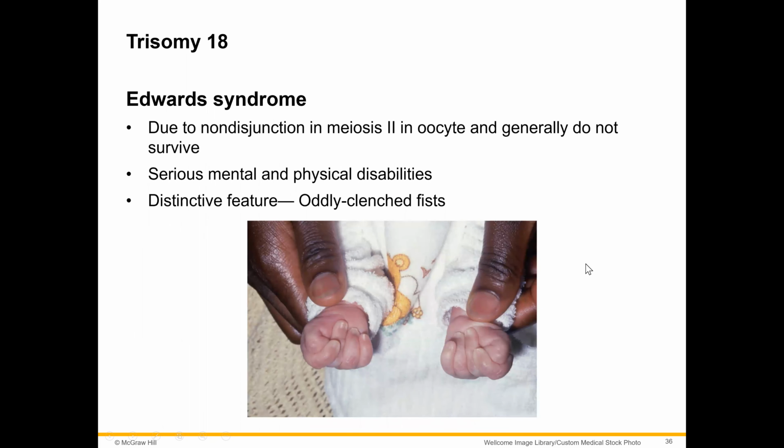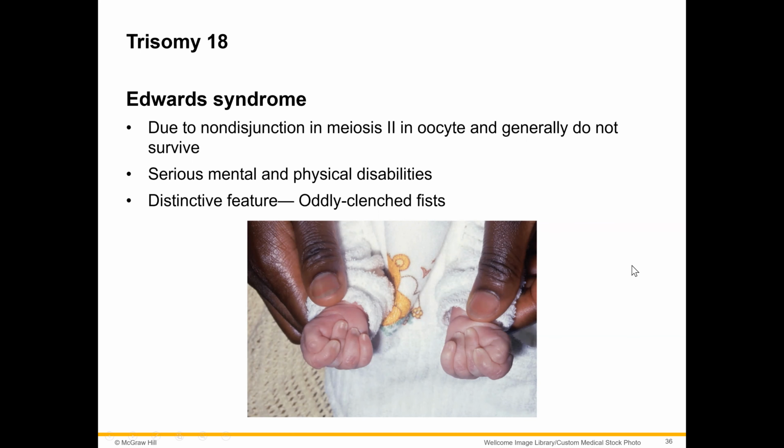Edwards syndrome is due to non-disjunction in meiosis 2 in the oocyte, and these babies generally do not survive. And this is our trisomy 18. Serious mental and physical disabilities. Distinct features are oddly clenched fists.